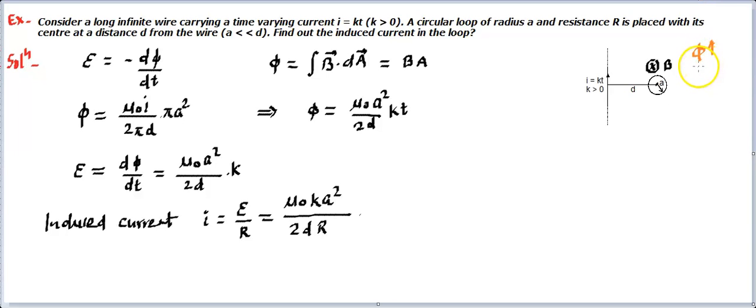So the induced flux must be such that it opposes this. So it must be outwards. So the induced magnetic field must come outwards. And if you want an outward magnetic field, then you need to have a current in this direction. That means the current has to be in the direction which is called anticlockwise. So we will say this is the induced current magnitude and its direction is anticlockwise.